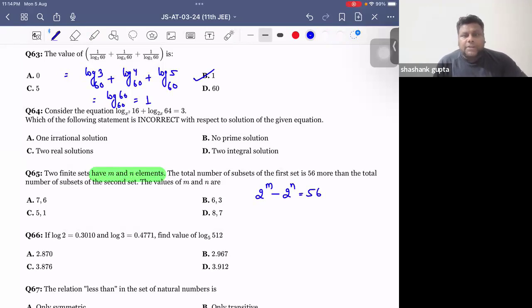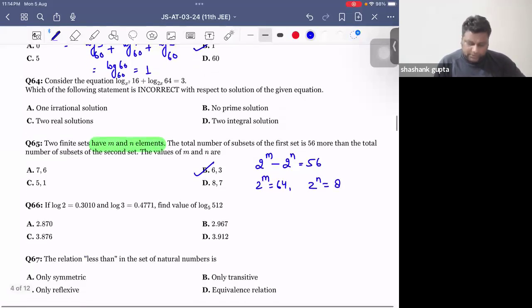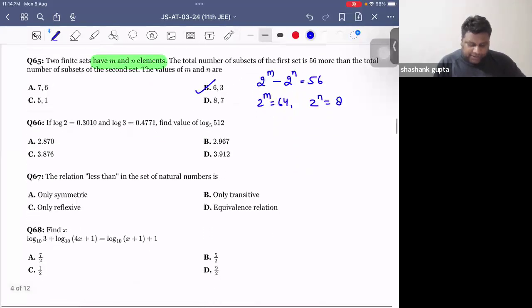Now to solve this equation, either check the options or use the hit and trial method. It is very much clear that 2 to the power m is 64 and 2 to the power n is 8. You will get the difference. So m is 6, n is 3. That is the answer. All right. So simple question. Well, question number 66 you can do.